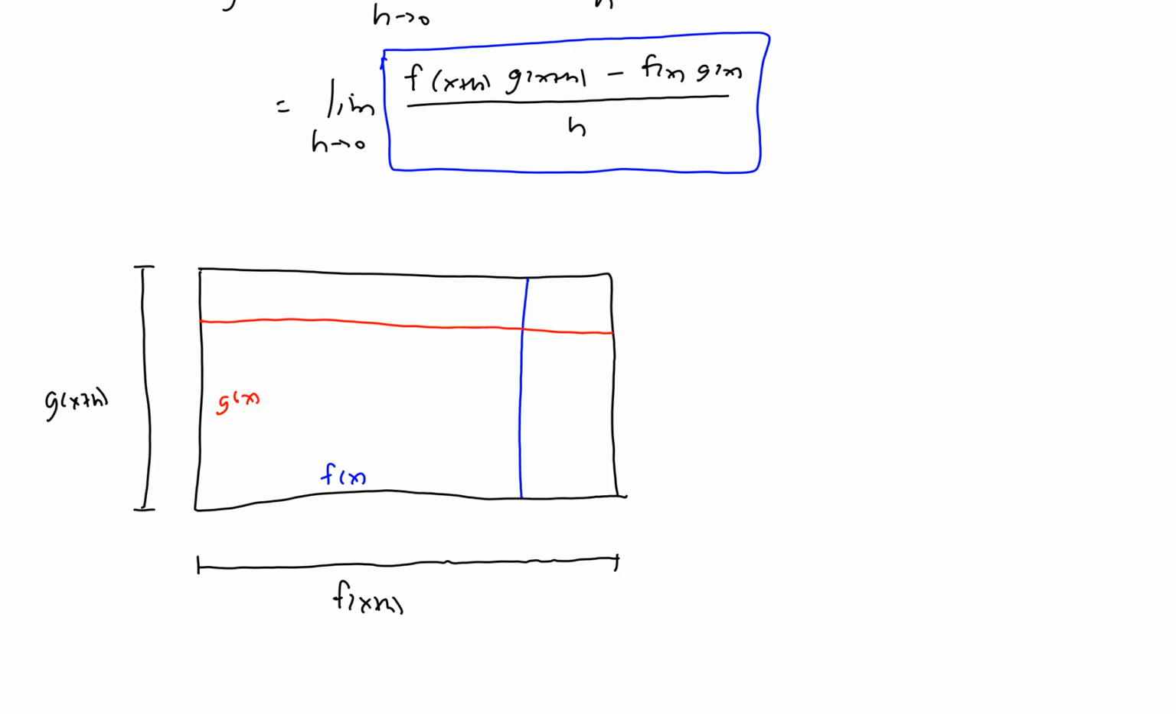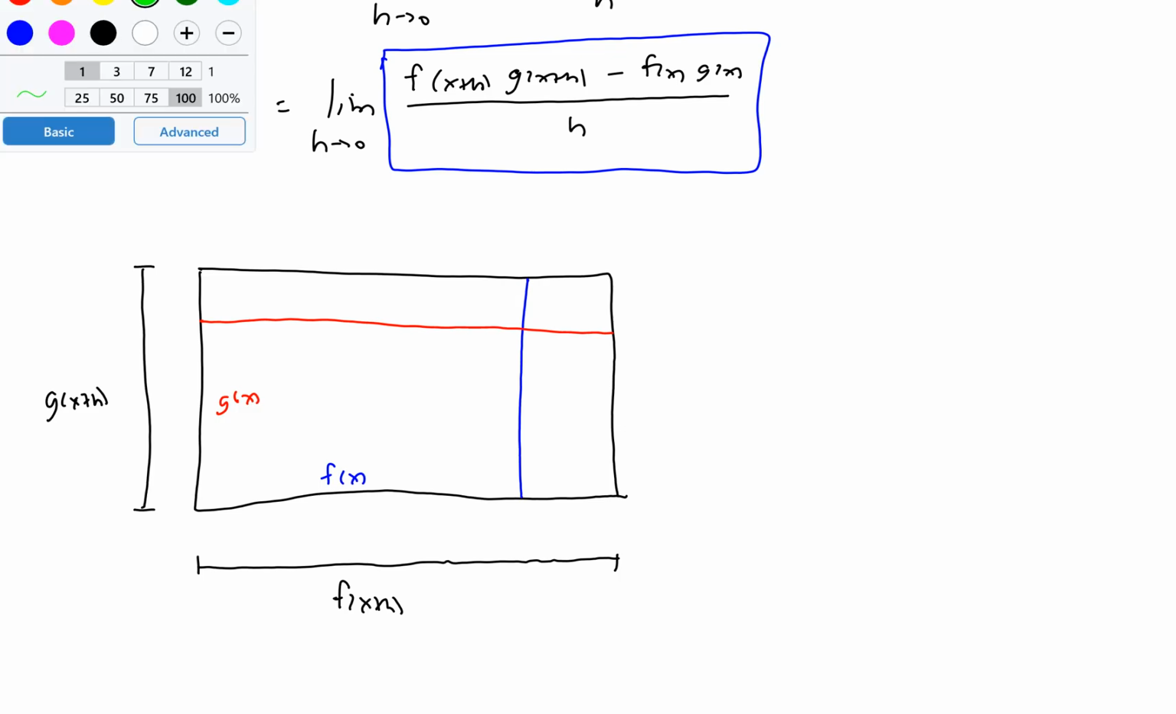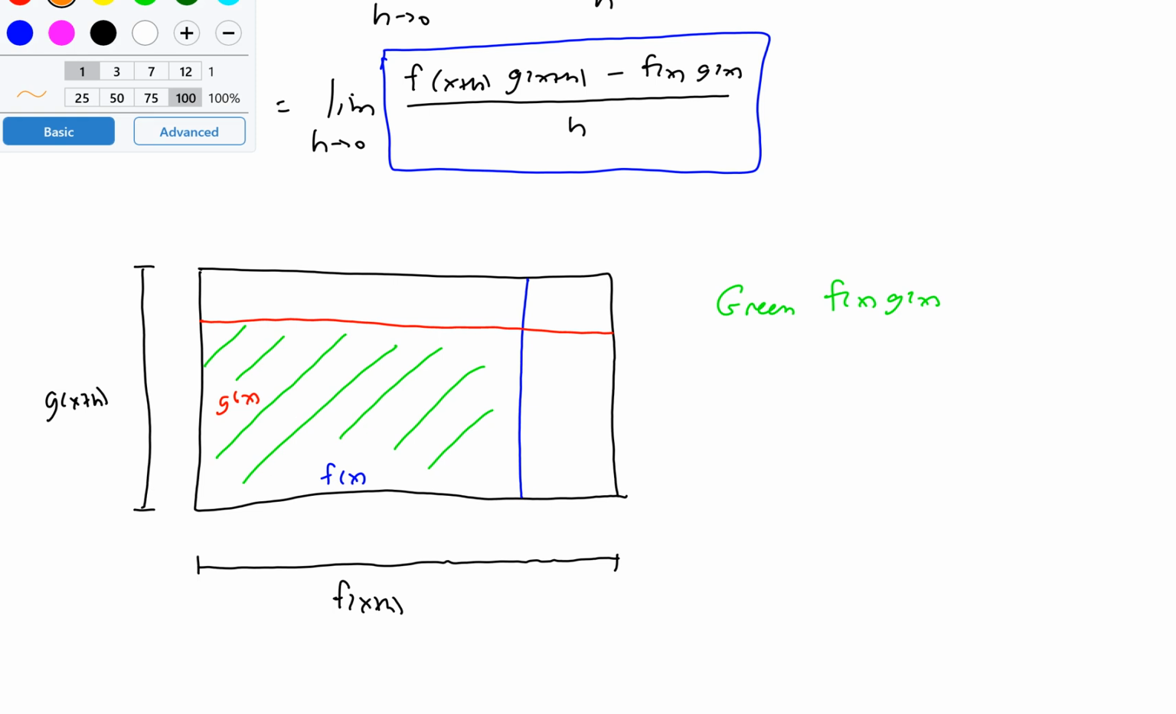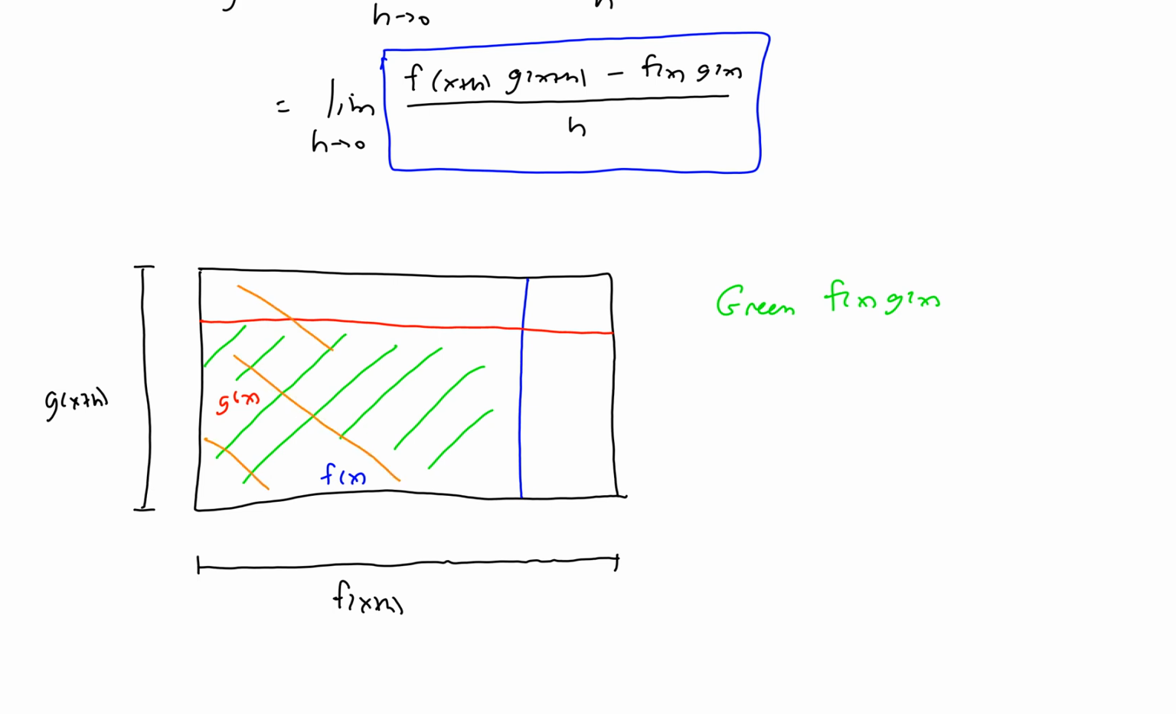So now if we think of what this area here is in the green, this green area, this is f of x times g of x. And then the entire area, if we include all of it, the orange is f of x plus h times g of x plus h.